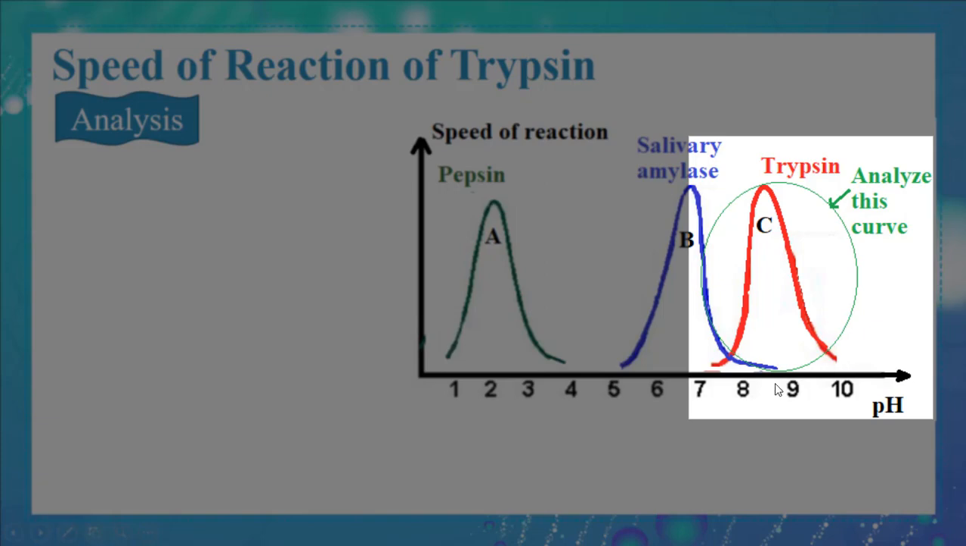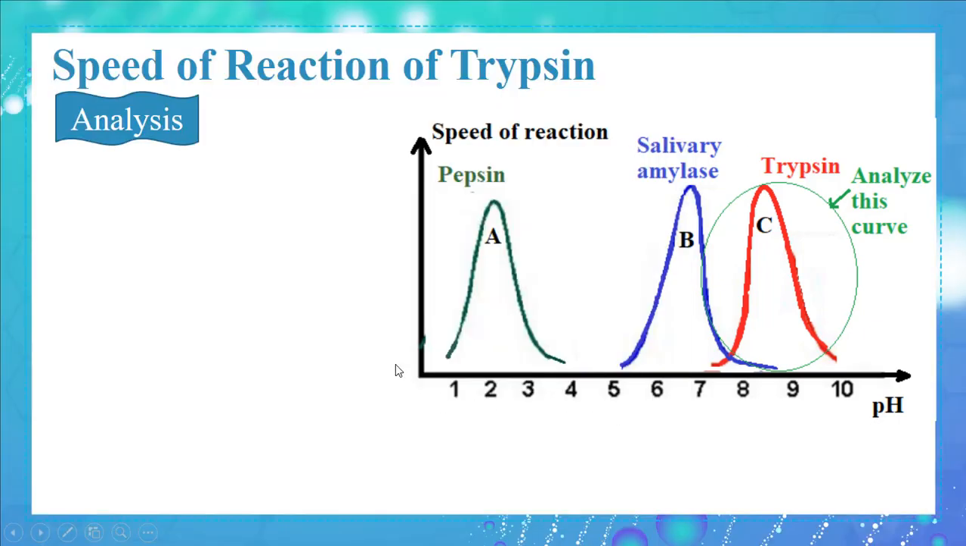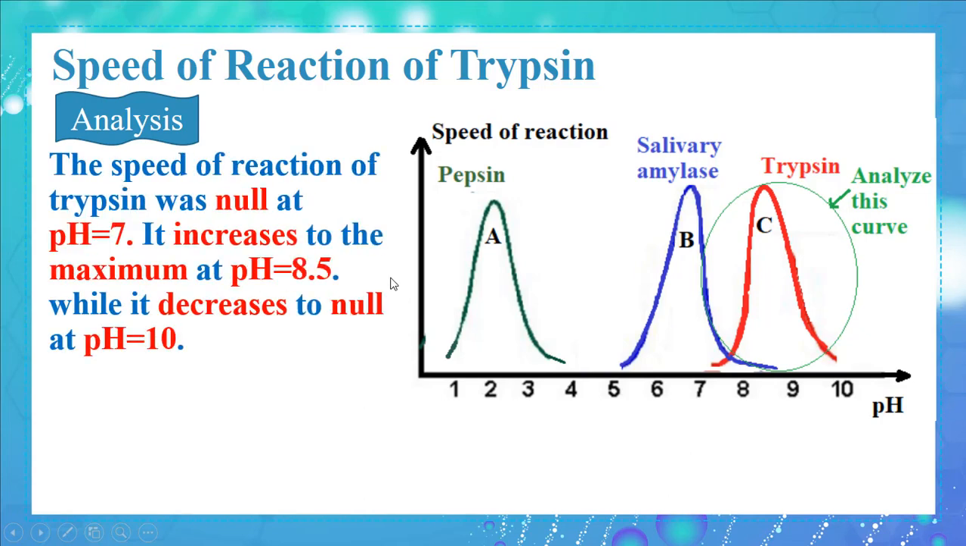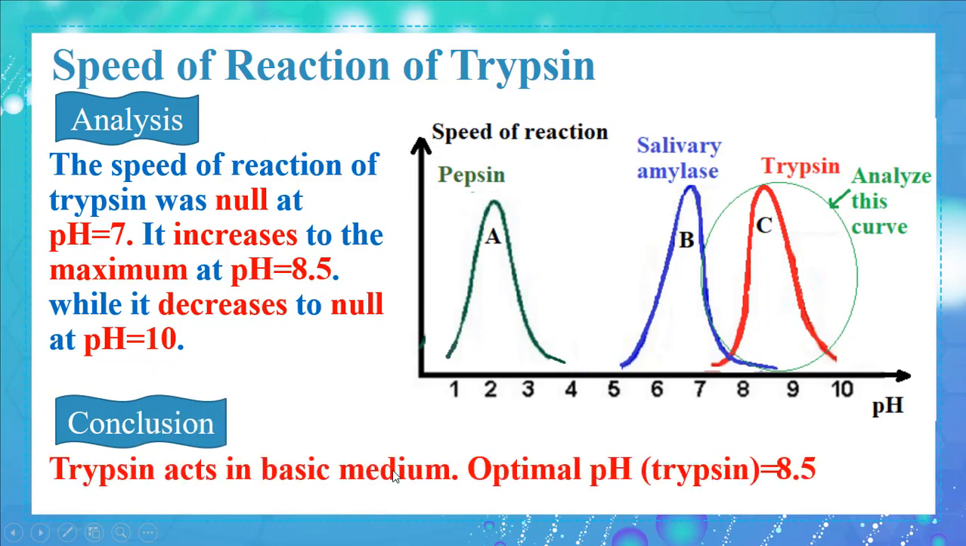So, the speed of the reaction of trypsin was maximum at pH equal 8.5. What does pH equals 8.5 correspond to? Yes, it corresponds to a basic medium. The speed of reaction of trypsin was null at pH equal 7. It increases to the maximum at pH equal 8.5, while it decreases to null at pH equal 10. We conclude that trypsin acts in basic medium. The optimal pH of trypsin is 8.5.